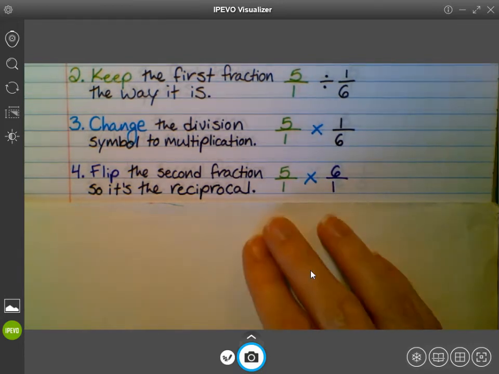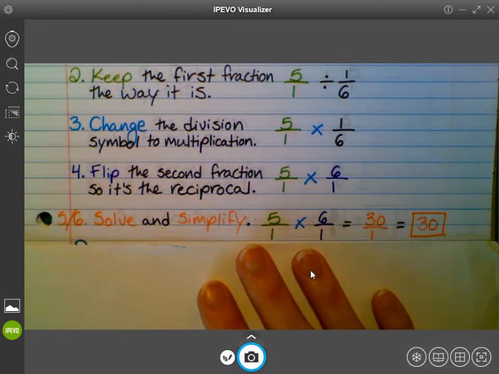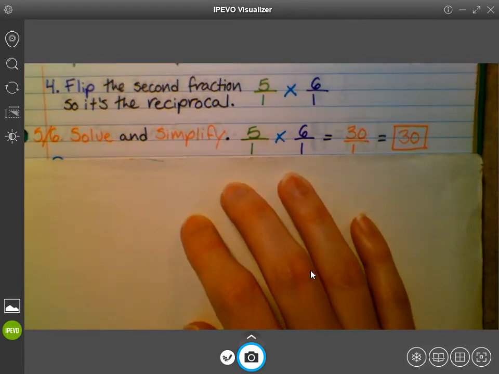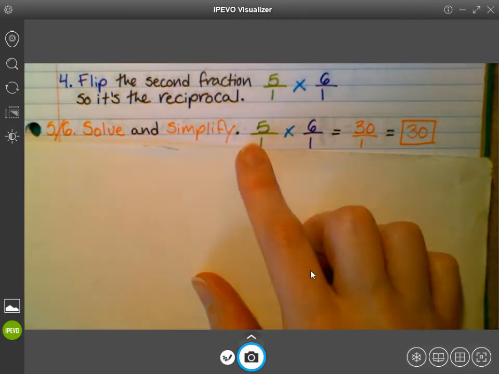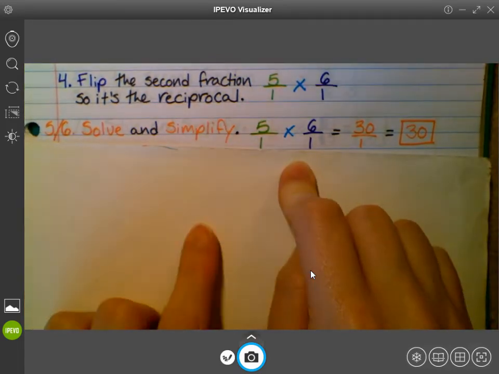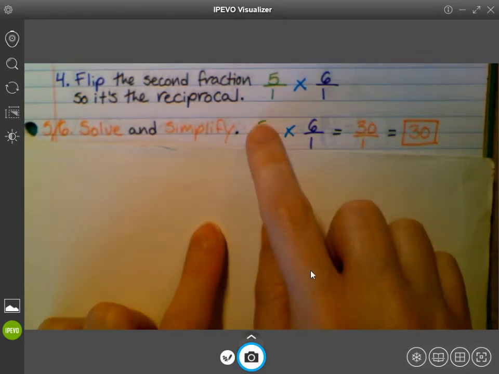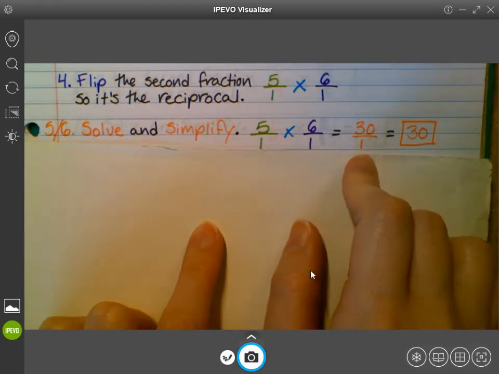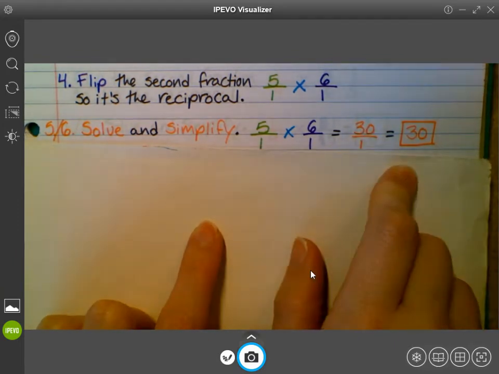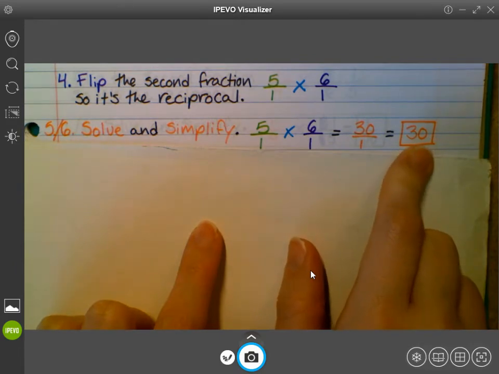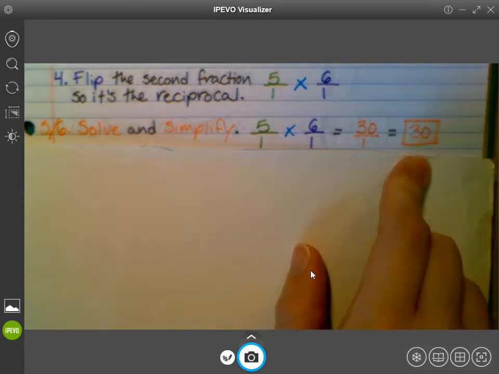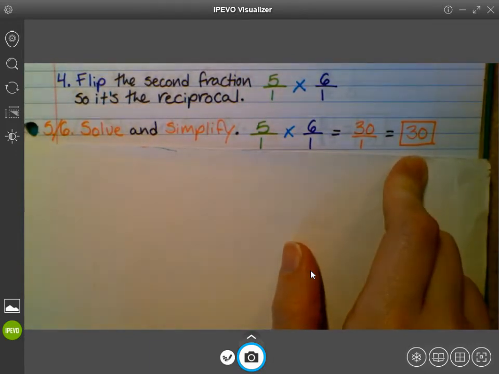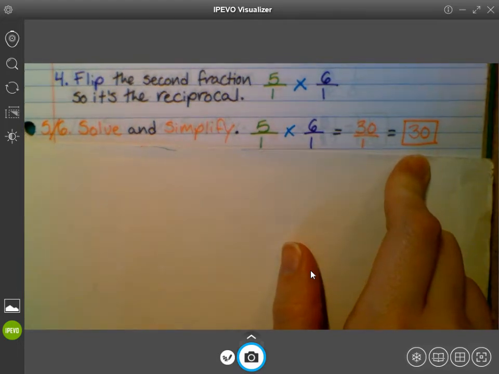Okay. So then our final step is really 2. I call it step 5 and 6. We solve and simplify. So 5/1 times 6/1, we multiply just like we would with fractions. We multiply the 2 numerators together. 5 times 6 gets us 30. 1 times 1 equals 1, so we have 30/1. Well, that simplifies into the whole number 30.